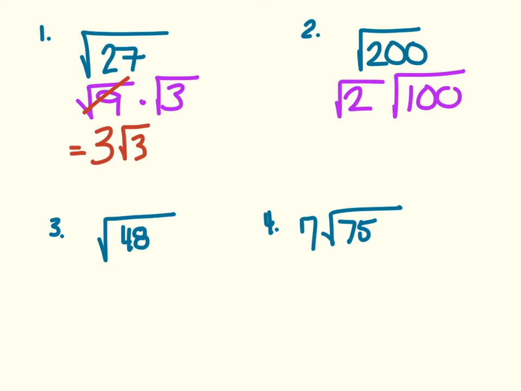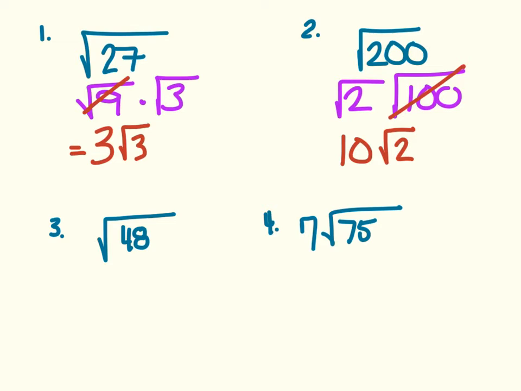And again, you should know the answer to one of those. I don't know the square root of 2, but I do know the square root of 100 is 10. So notice how I write this. I'm going to put the 10 first, and I'm going to leave the radical 2. We always want to write that constant number as our coefficient.